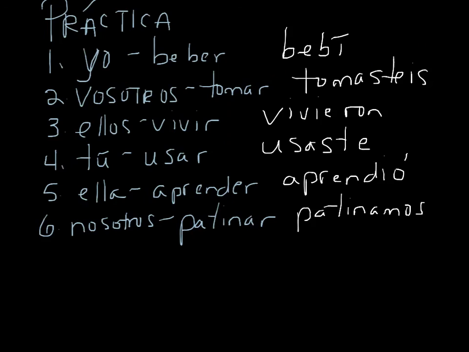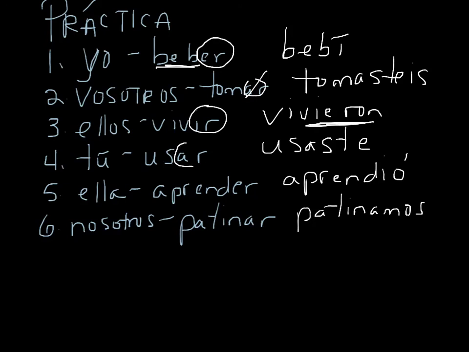Okay, so hopefully you've taken a minute or two here to practice these questions and you've come back to check out to see how well you've done. So with yo, and we have beber, we have an ER verb, so we're going to take away the ER from the end of our verb here, okay? Leaves us with our stem. And the yo form with ER and IR verbs is an í, so it's bebí. Vosotros, we're going to take away our AR. Our ending for vosotros AR verbs in the preterite is asteis, and we have tomasteis. No accent mark. Ellos, vivir, we're going to take away the IR. Our ending for ellos in ER and IR verbs in the preterite is ieron, so it gives me the answer of vivieron.